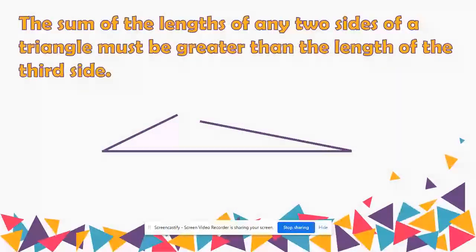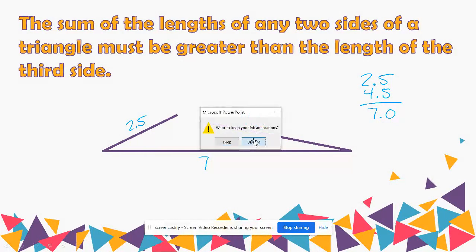Right here, I have a triangle. And I made this triangle so the bottom was 7. And then these two sides that are not coming together yet are 2.5 and 4.5. And if you add 2.5 and 4.5 together, you get exactly 7. So let's look at what happens with these when I start moving them around. And I'm going to exit out of the presentation to do this.